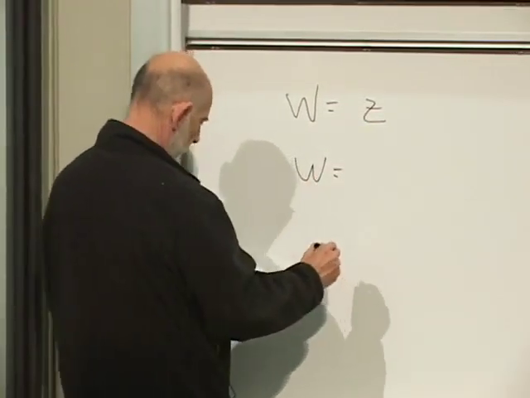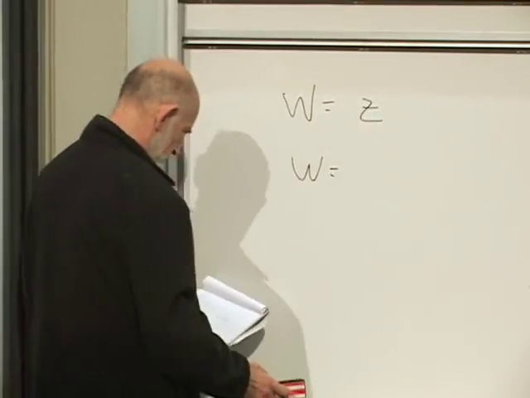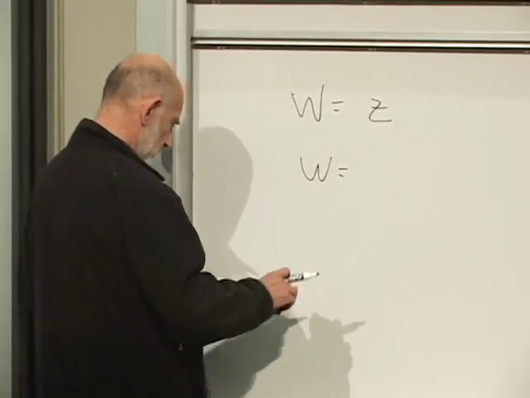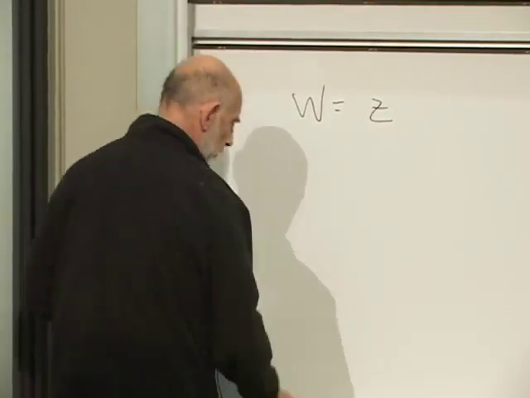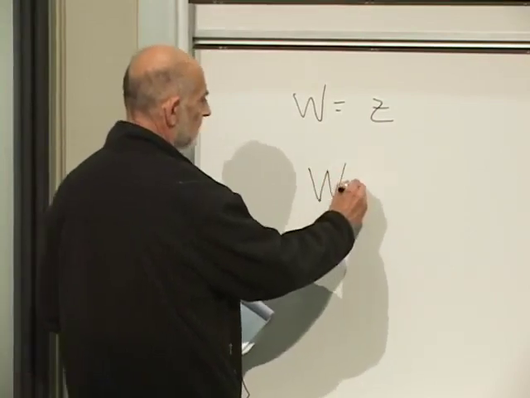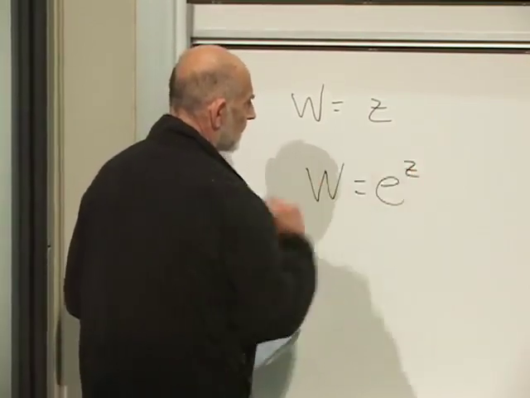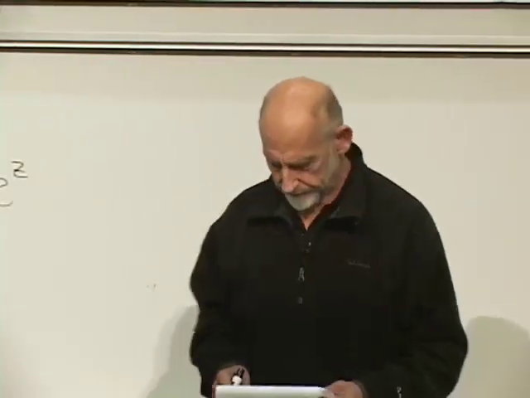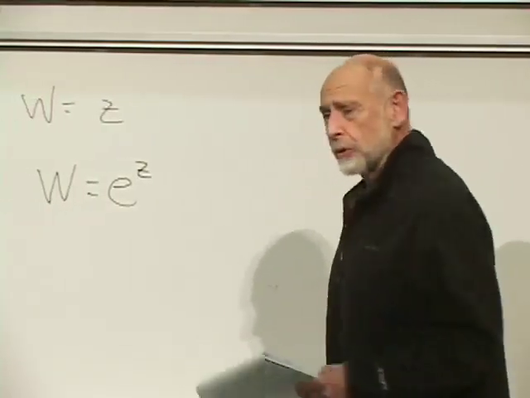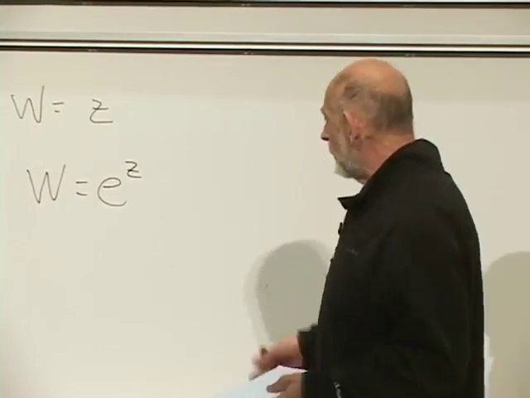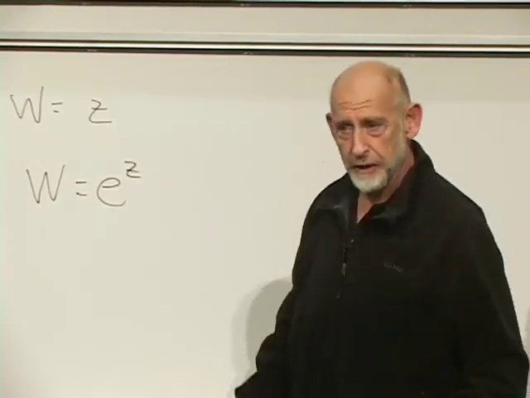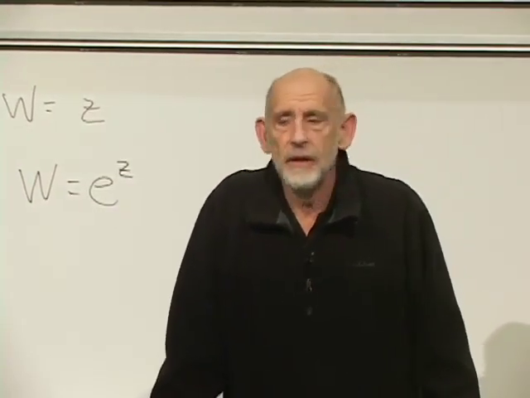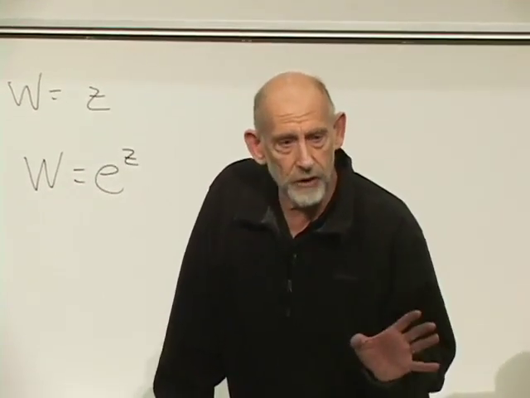W equals, no, Z equals e to the W. Let's do W equals e to the Z. That's a more complicated thing. Let's just check it and see that it's really analytic. You could also do logarithm. We don't have to do both logarithm and exponential. Why is that? One is the inverse of the other.